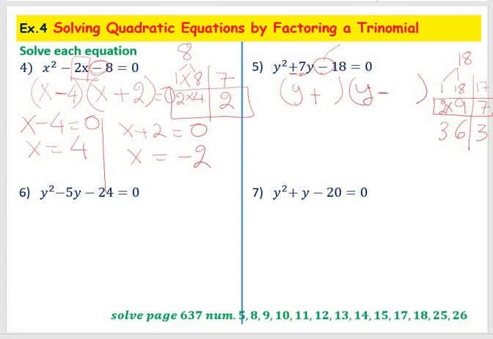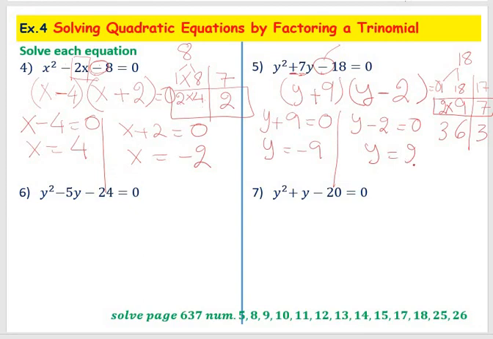2 times 9. The big one, I'm going to put it here beside the positive, because here I have the positive in the middle, and the small one, I'm going to put it beside the negative. And this is equal to 0. Then I'll have my two equations, y plus 9 equals 0, and y minus 2 equals 0. Then here y equals negative 9, and y equals 2.